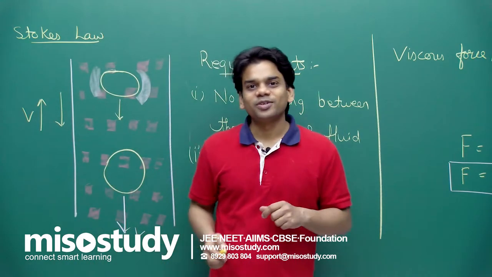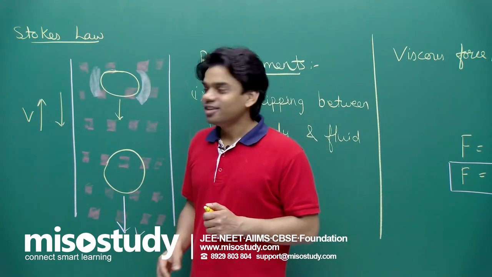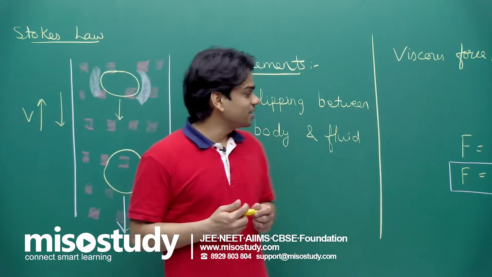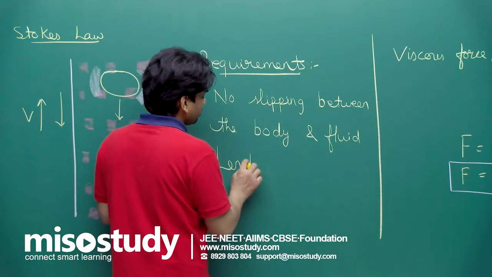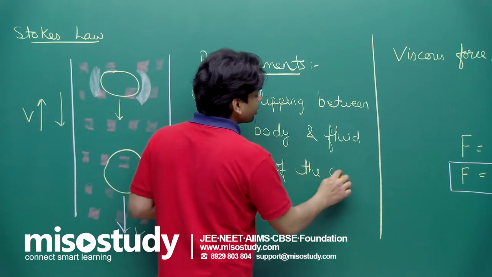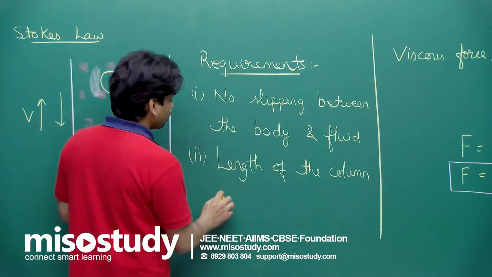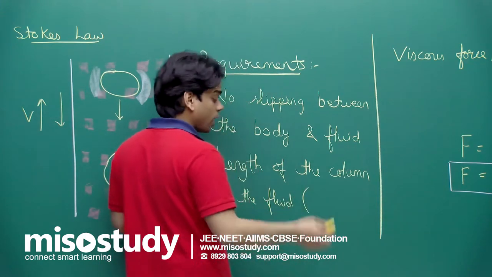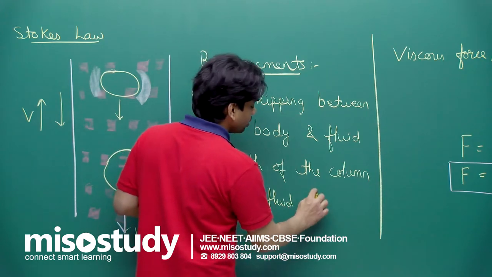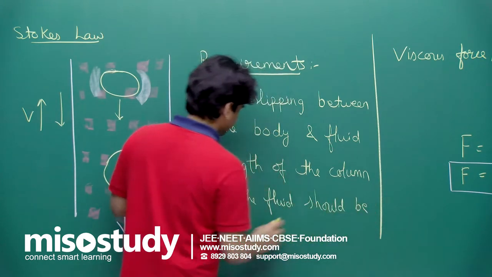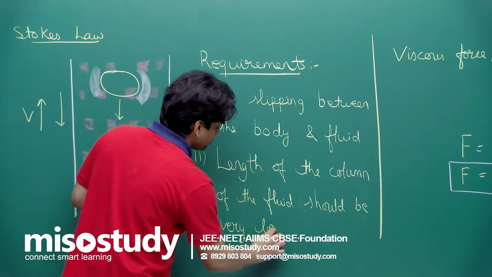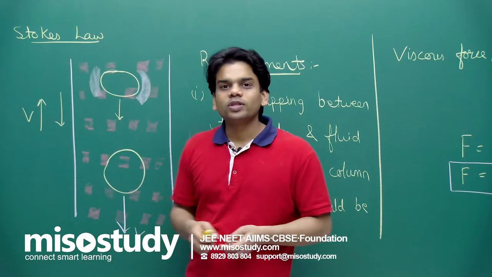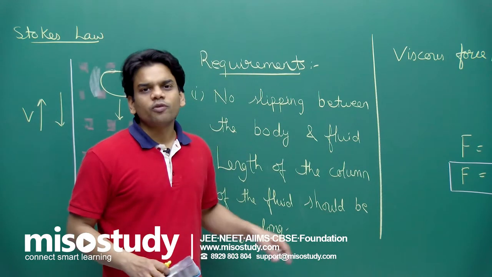Second thing that you need to understand: I'm not giving you the length of the tube in which the body is made to be dropped. Compared to the dimension of the body, this length should be very long. So I'm writing the length of the capillary tube or the length of the column of the fluid should be very long. Fluid, when I'm saying, you have to take it as tube. But the length of the column of the fluid should be very long. These are the requirements of Stokes' law so that we can say that Stokes' law we can apply here.